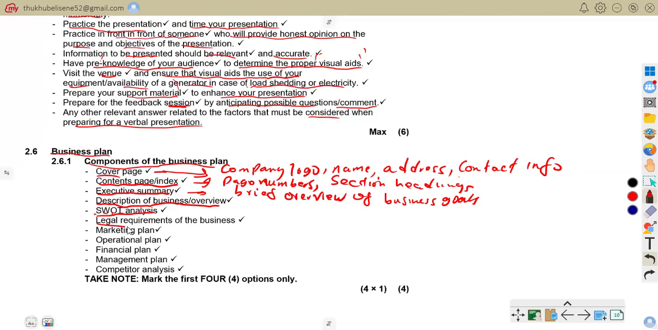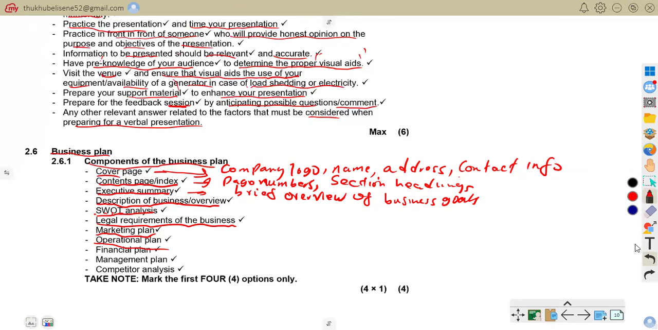Now coming to legal requirements of the business. With legal requirements, we're talking about the licensing, payments, registration, that is that. Marketing plan. With marketing plan, we're talking about a target market, where we're going to talk about the demographics, the needs, marketing strategies, social media, advertising, sales projections. That is what all these are, your marketing plans.